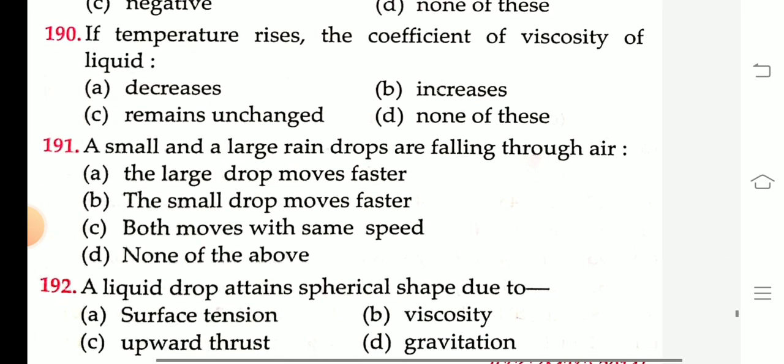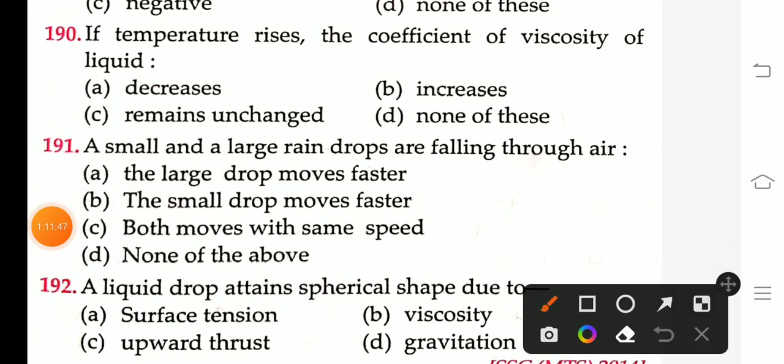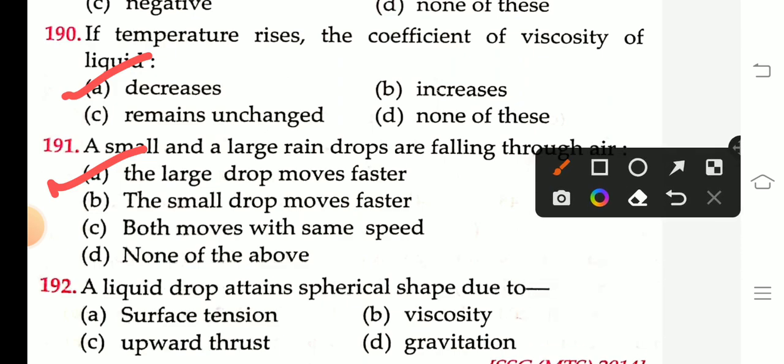If temperature rises, the coefficient of viscosity of liquid decreases. A small and a large raindrop are falling through air. The large drop moves faster. A liquid drop attains spherical shape due to surface tension.